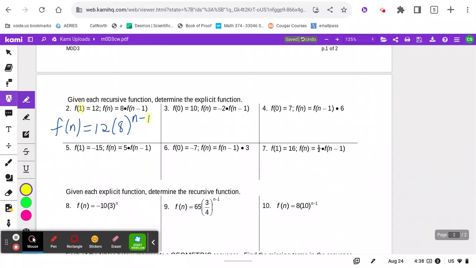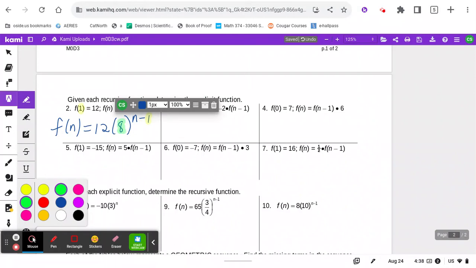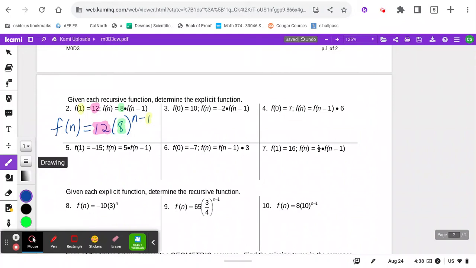This 1 shows up here in the explicit. This 8, that's my multiplier, shows up here, and the 12 starts from here. Notice that I'm using a repeated multiplication exponent in these explicits, so all of these should have a power, a little tiny n up as a power. Okay, let's go try the next ones using that same format.